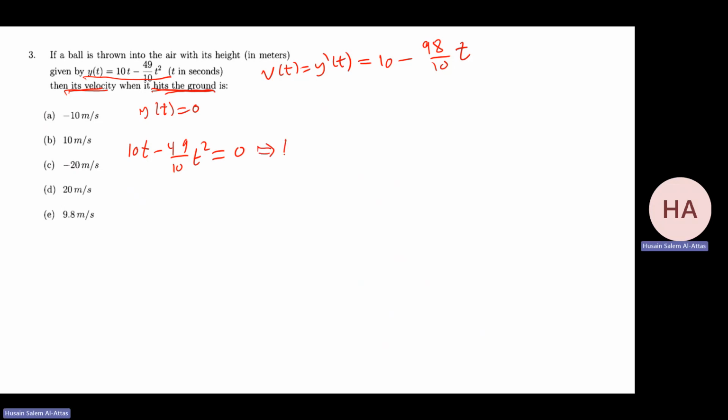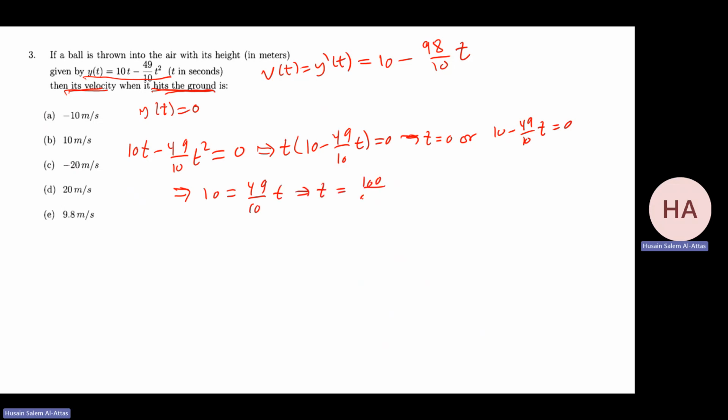Take t common factor. You have 10 minus 49 over 10t equals 0. That means t equals 0, or 10 minus 49 over 10t equals 0. That means 10 equals 49 over 10t, so t equals 100 over 49. For sure, it will hit the ground not at t equals 0, because that is the beginning, so it will hit the ground at this time.